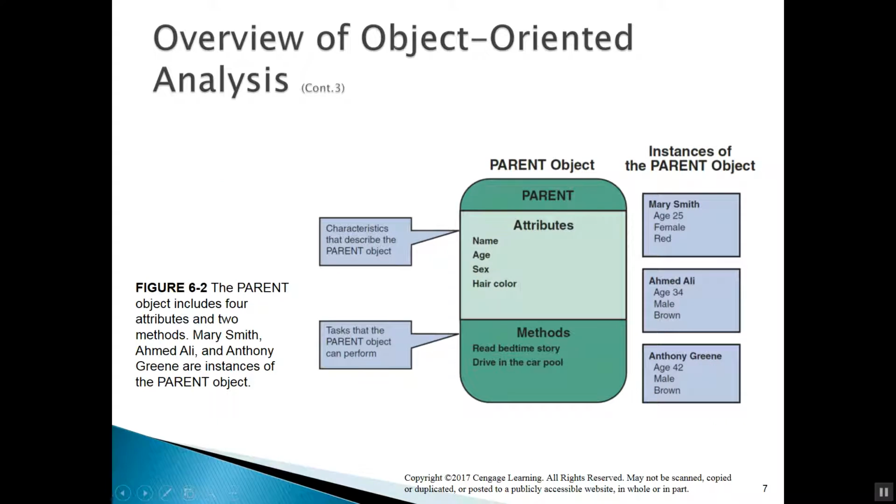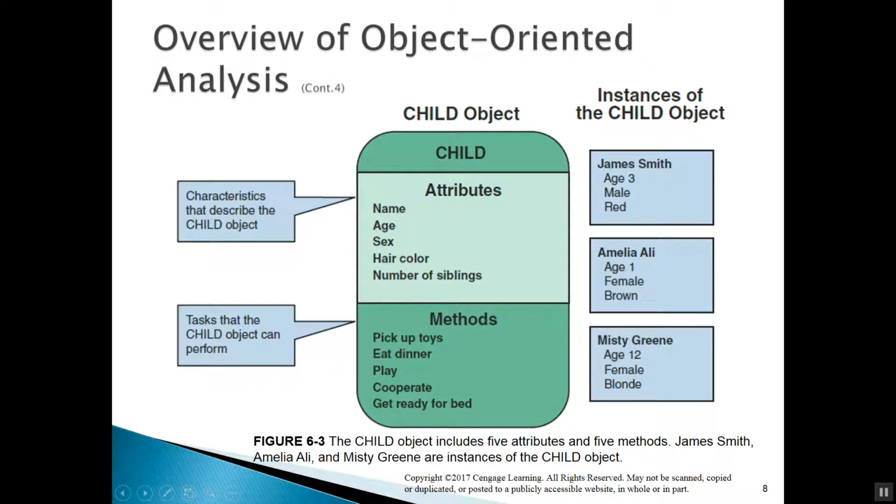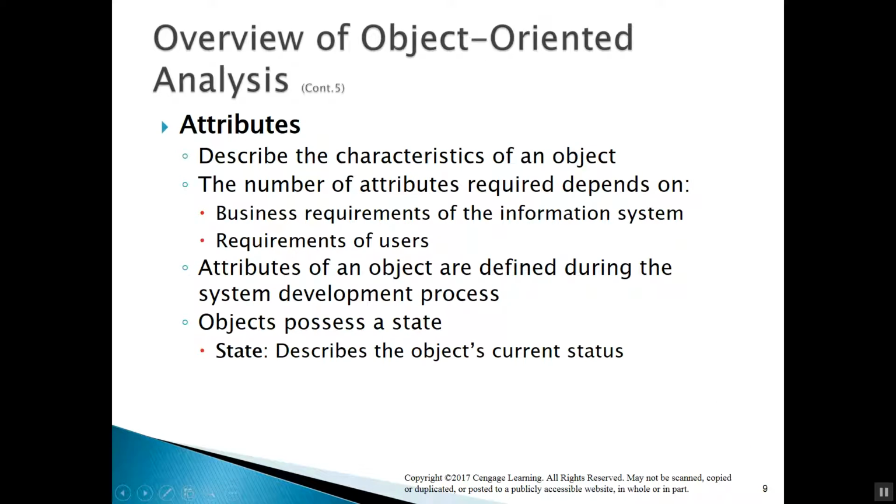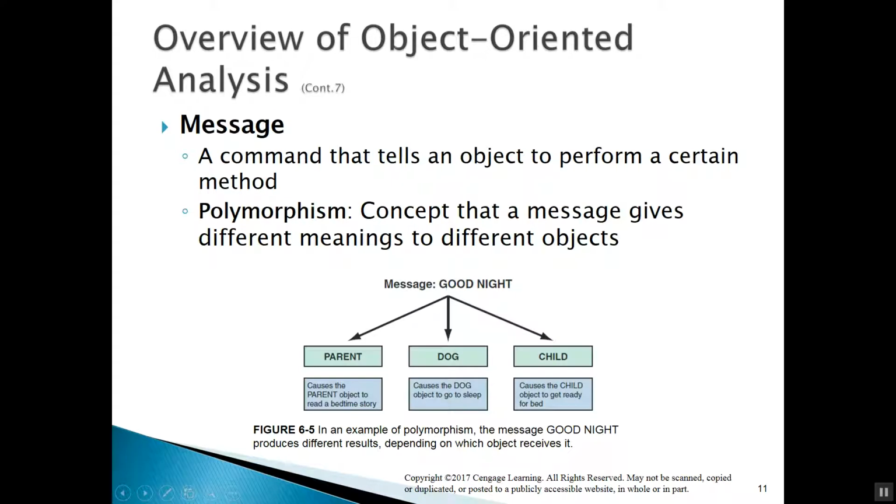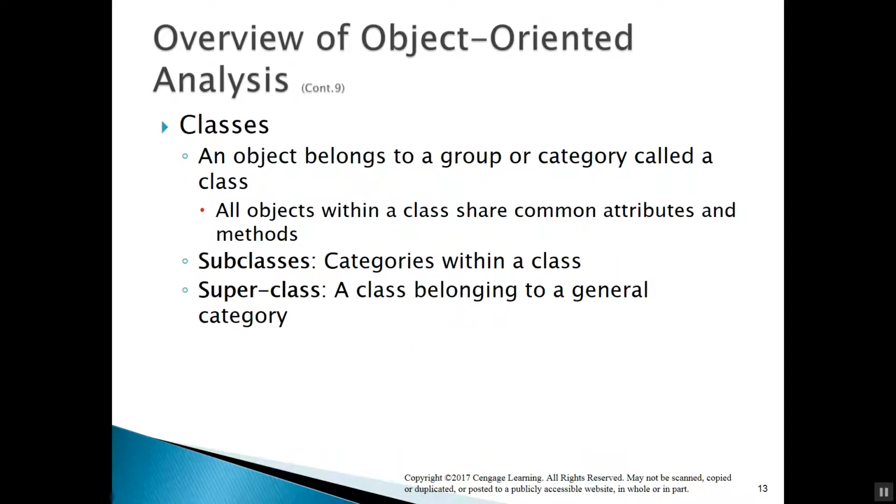So here we are, we've got a parent object, instances of parent objects, Mary, Ali, or Ahmed, Anthony. Here we go with a child object, instances of the child, James, Amelia, Misty. That's something we've talked about before. Got the message across classes, yep.